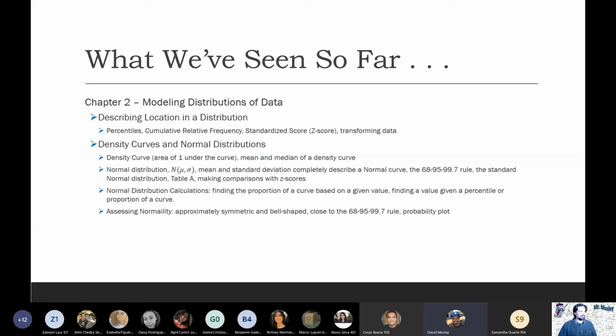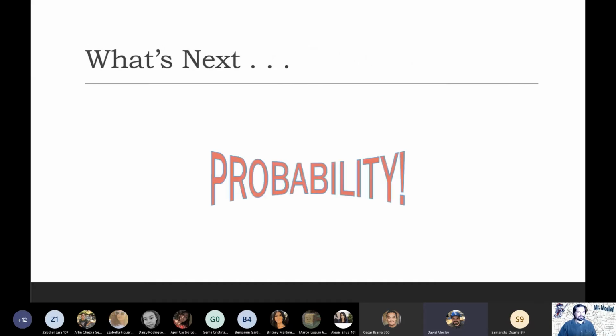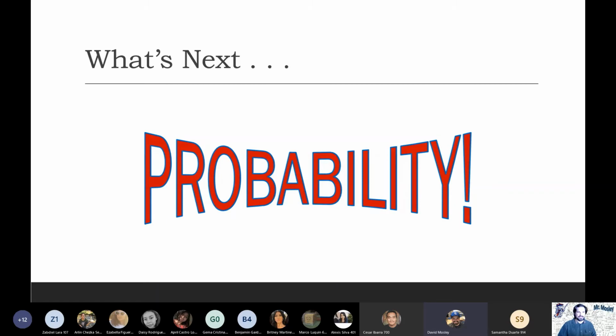Okay, so now, what is next? Probability, as was alluded to. So this is going to be our next chapter, probability. I enjoy it. I think probability is kind of fun.